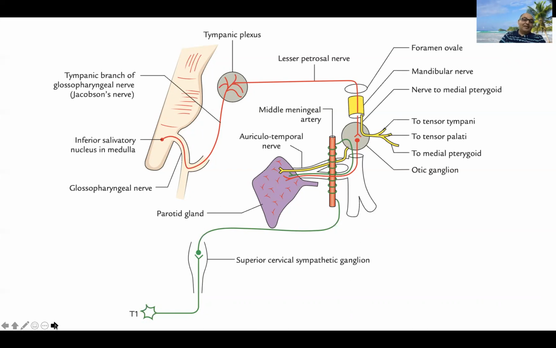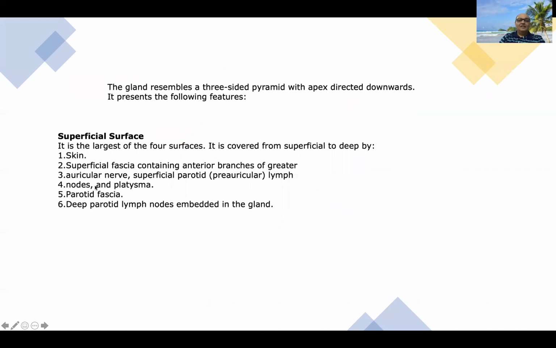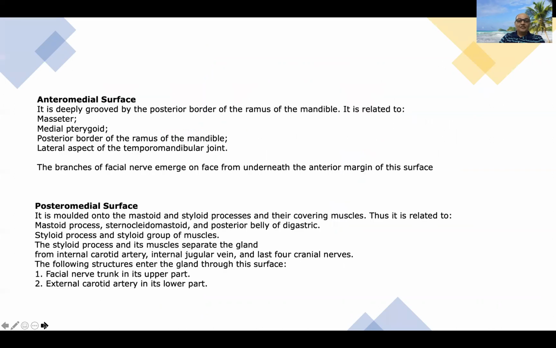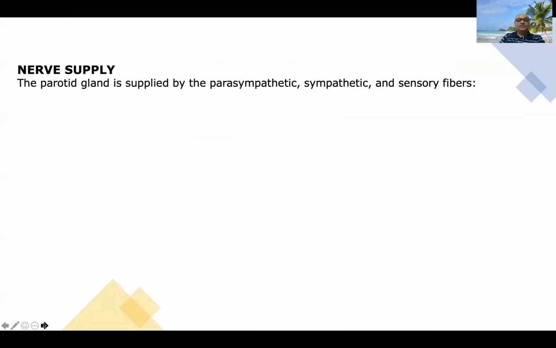There is parasympathetic, there is sympathetic, and there is general sensation. So all is there. Now looking further, what are the structures which are under the skin and related to the superficial surface of the gland, that we need to be good at. You can see the same emphasis, but we have talked about the names of the structures related to the anterior medial surface, and the structures related to the posterior medial surface. We need to look into these details.